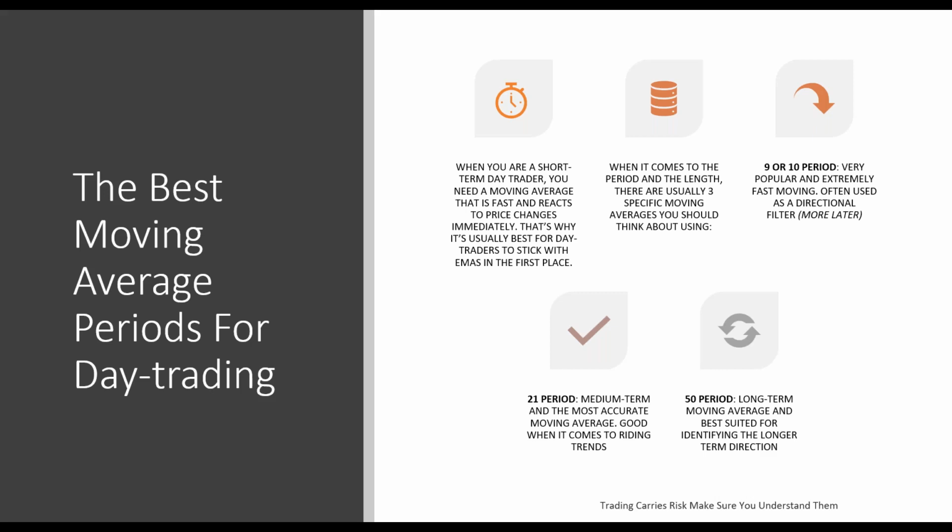When it comes to the period and the length, there are usually three specific moving averages that you should be thinking about: the 9 or the 10 period. You can choose whether you want 9 or 10. For instance, in MACD, the trigger is based on a 9-period moving average of the MACD line. But it could be a 10. You decide what works for you.